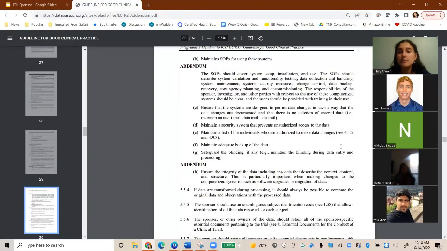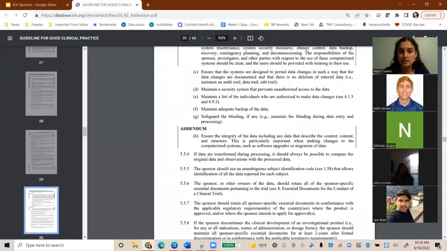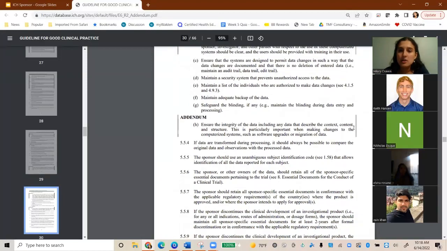And this is really important, especially when you have really important data, right? So it talks about having a backup for the data, a security system, access logs. And if you are a blinded study, the blinding is a particular feature in there. And then we have an addendum here, which might also mean that it's a newer thing that they've thought of. So ensuring the integrity of the data, including the content, context, and structure, is particularly important when making changes to the computerized system, such as software updates and migration of data.